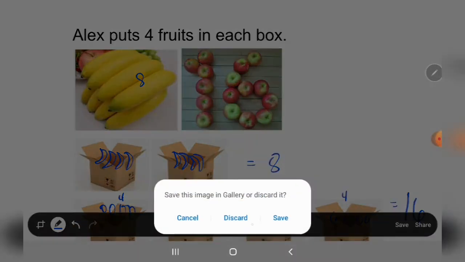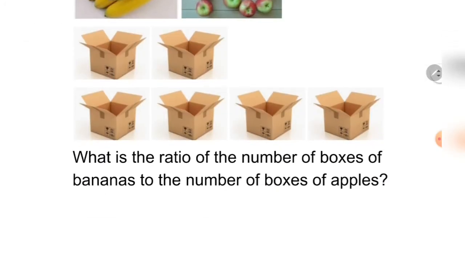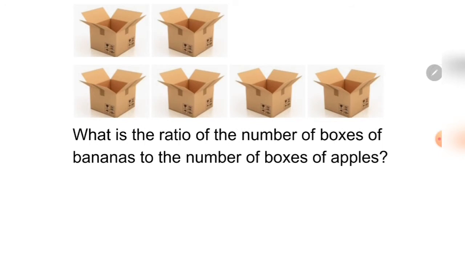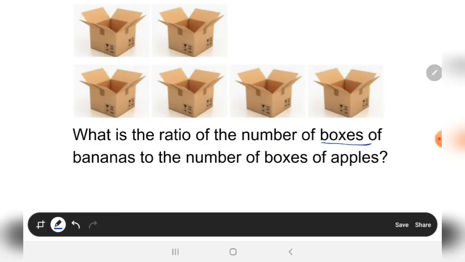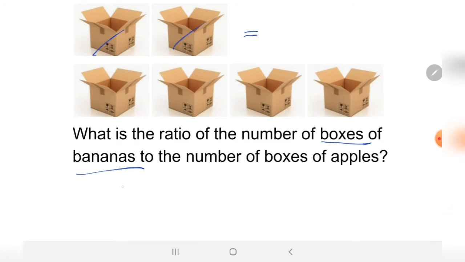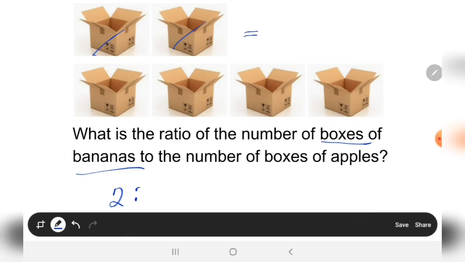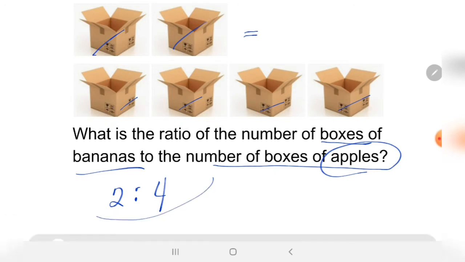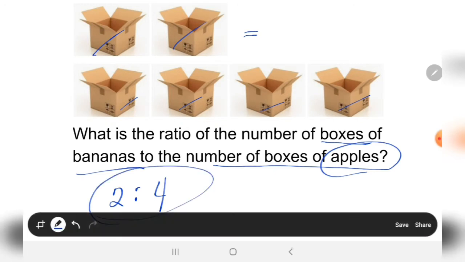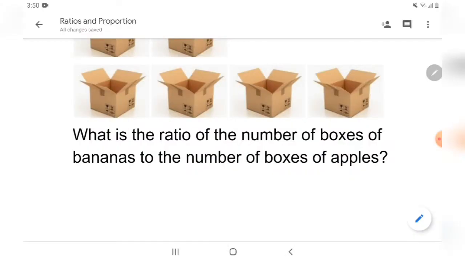Now, the question is, what is the ratio of the number of boxes? The number of boxes of bananas: there are 1, 2, so there are 2 boxes of bananas. Next is the number of boxes of apples. There are 4 boxes. So we have here 8, 2, 4.